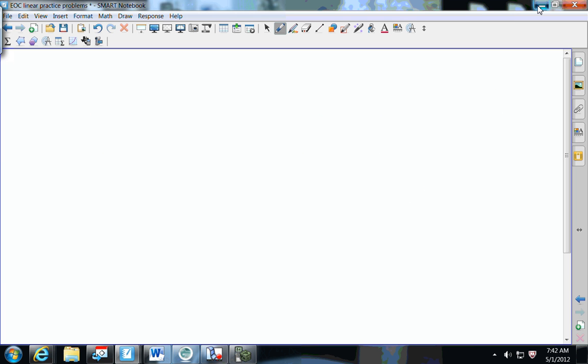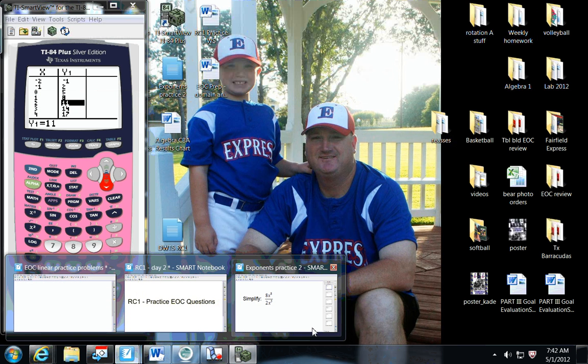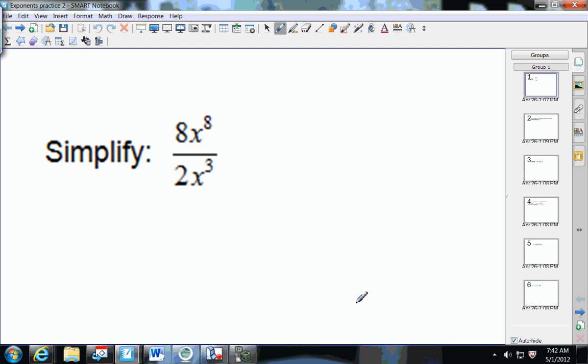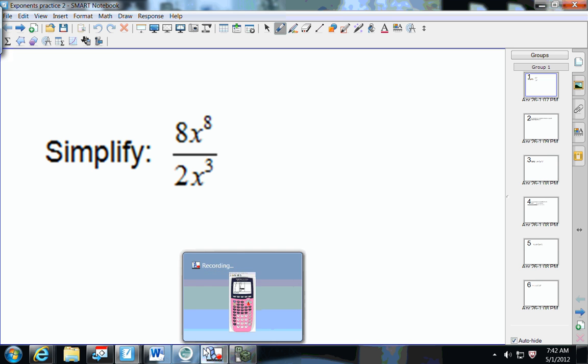Now, for my class, I want you to flip over or write on just a blank part of the paper, maybe down at the bottom. Let's review our exponents for a second. You have just about 30 seconds. I want you to go through and answer this question right here.